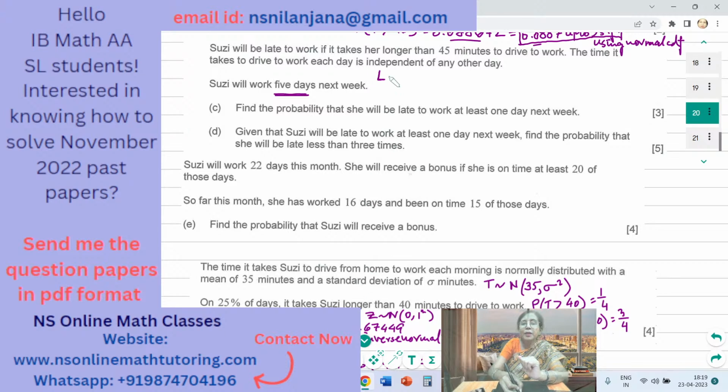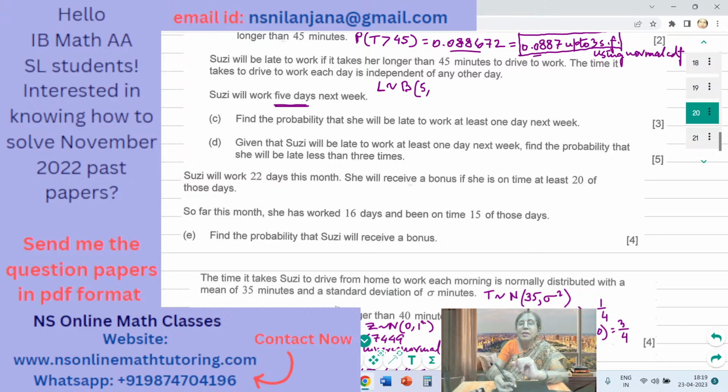So if late is the binomial distribution variable, then n is 5, and the probability of success, in this case I'm taking being late, is 0.088672. This time again I'm not taking it up to 3 significant figures.